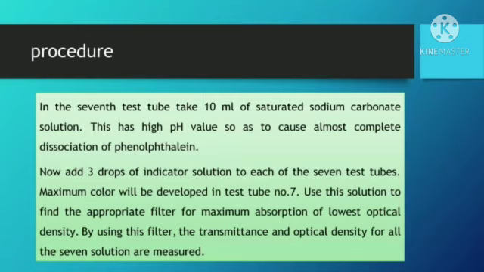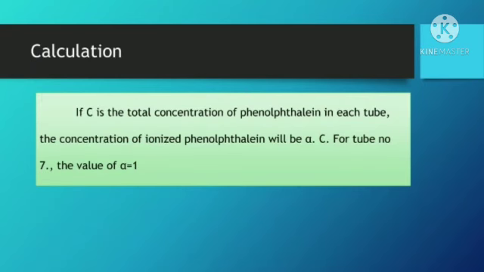This has a high pH value so as to cause almost complete dissociation of phenolphthalein. Now add 3 drops of indicator solution to each of the 7 test tubes. Use this solution to find the appropriate filter of maximum absorption, that is lowest optical density. By using this filter, the transmittance and optical density for all the 7 solutions are measured.